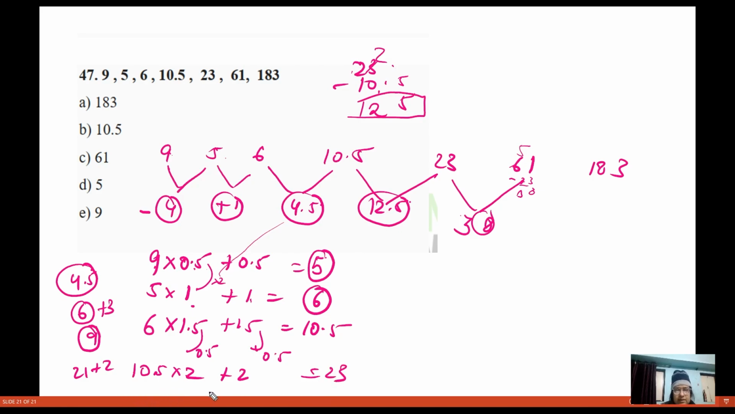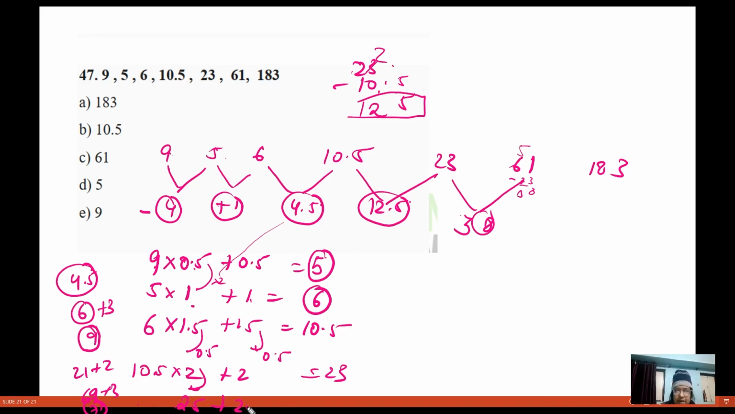Then what? 23 into 3 plus 3. So this is how much? 60. Okay, we have to find the wrong number here. So obviously we have come to the wrong number here. So 23 into 3 is 69 plus 3, so this is going to be 71. No, no, no. Okay, we are increasing by 0.5. Okay, we are increasing by 0.5.